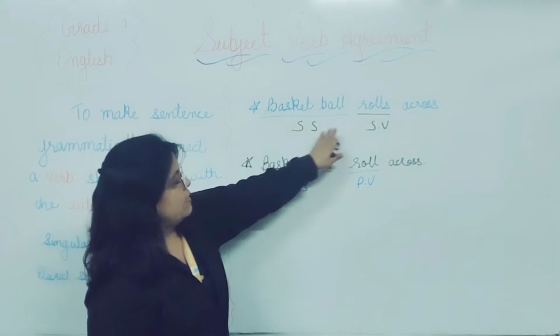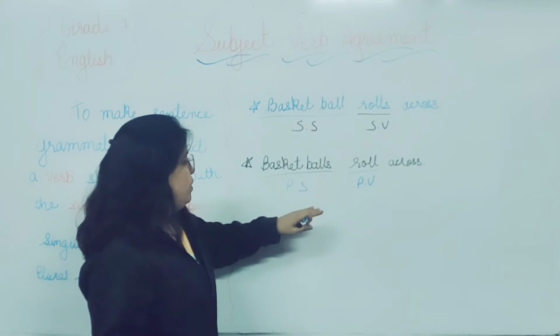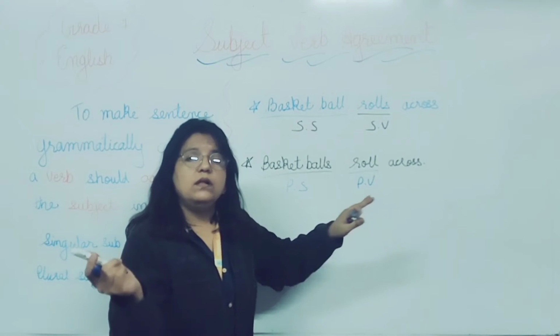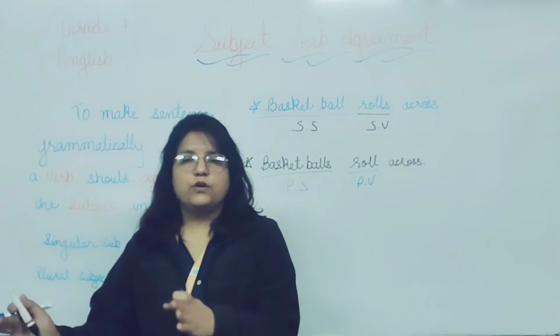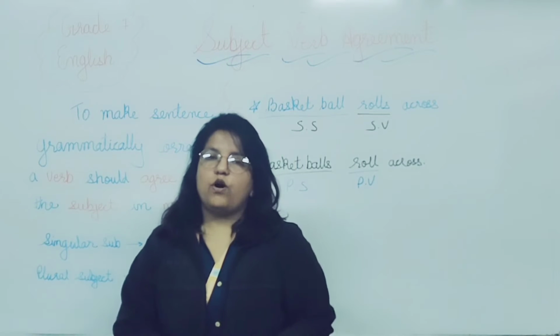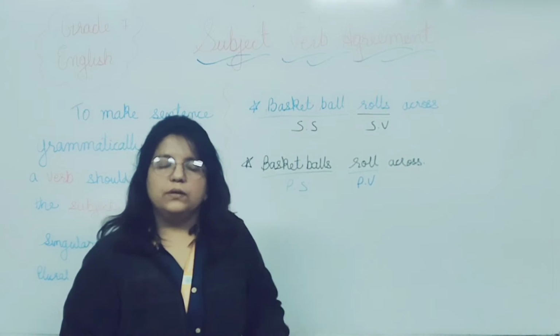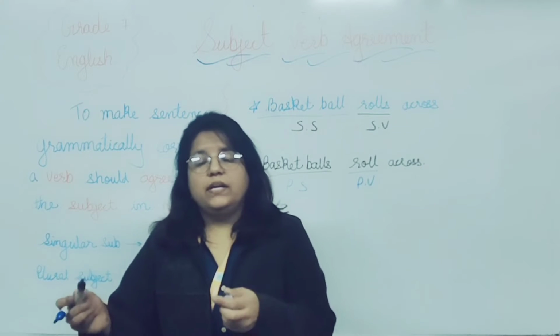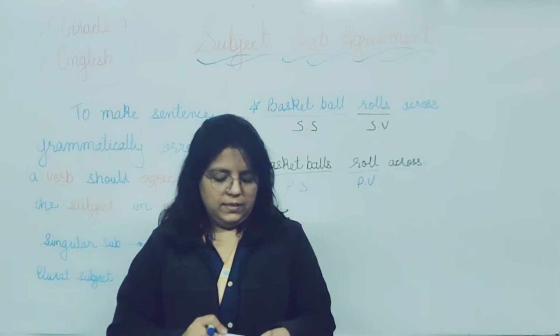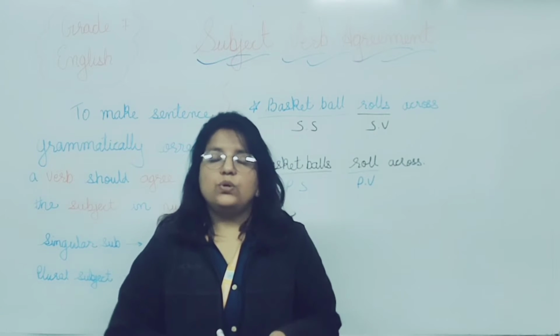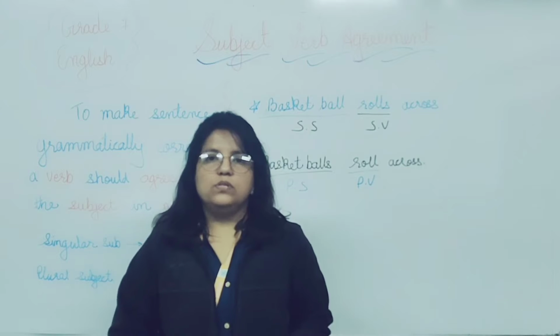When singular subject, we take a singular verb. Plural subject, we take a plural verb. This is the basic rule, the general rule of subject, verb and agreement. Apart from this general rule, there are a few tricky rules of subject, verb and agreement. So let's see what these tricky rules are.